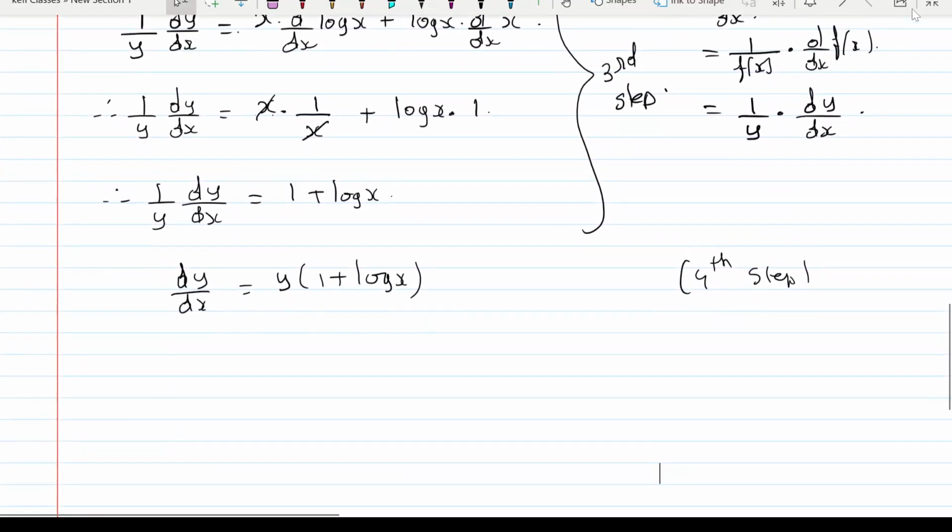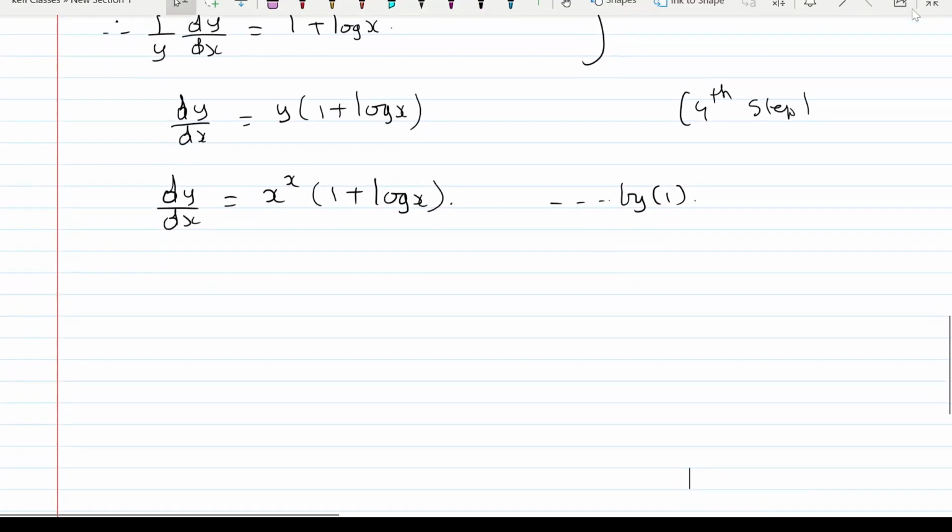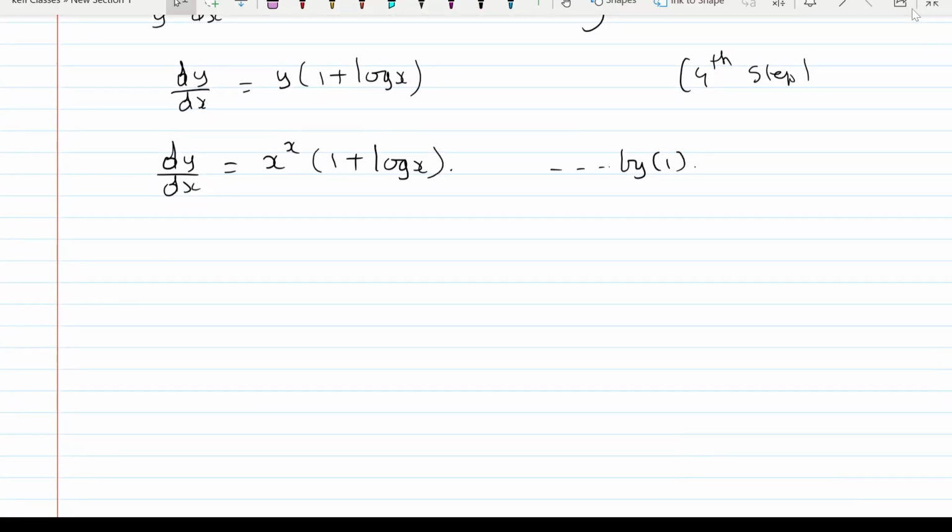What was given? Y is equal to x raised to x. And so dy by dx is equal to x raised to x into 1 plus log x. This is by equation 1. 4 नहीं हो, 4 1. Okay? Understood? So that's how you find the derivative. So logarithmic differentiation is only this much.